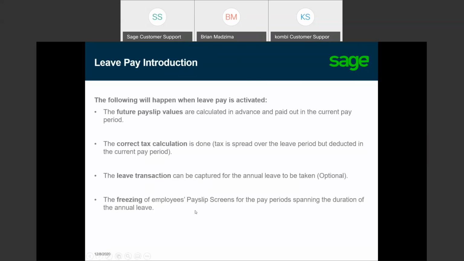You can also choose to activate your Leave Pay without processing an annual leave transaction for your employees. And what also takes place is that the freezing of employee payslip screens for the pay period spanning the duration of the annual leave will also then take place. So meaning if I activate Leave Pay for 3 weeks, for example, then the payslips for those 3-week periods will therefore be frozen as well.